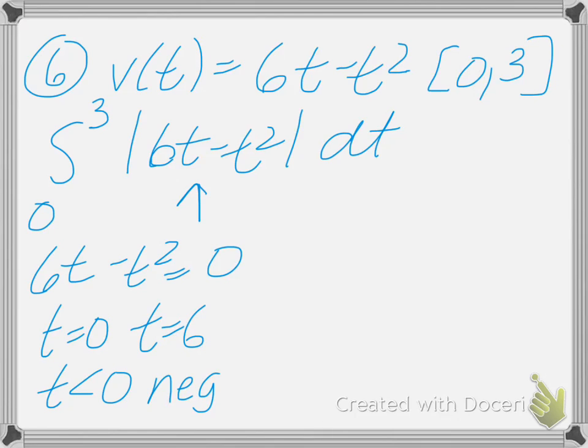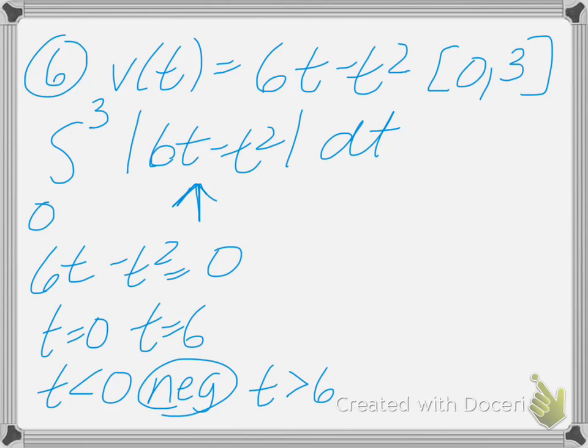On the other side of that, looking at t equals 6, if you choose a number that's greater than 6, then you're also going to get a negative, because let's say you chose 7 and you put it in here. You're going to get 42 minus 49, and that's also going to be a negative number. So what you really need to know is, when is the inside of your absolute value going to be negative? And it's when t is less than 0 or t is greater than 6.